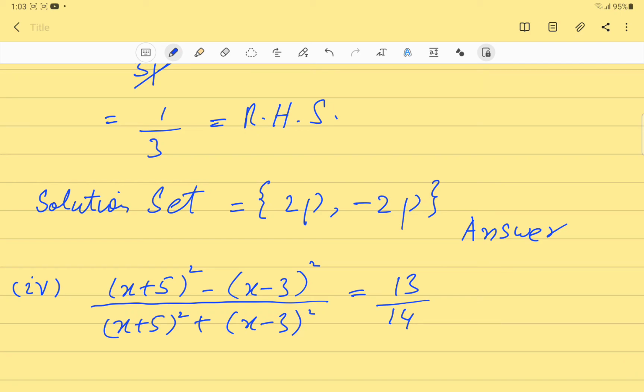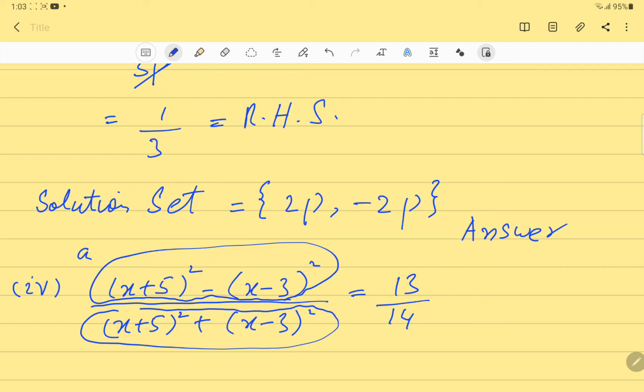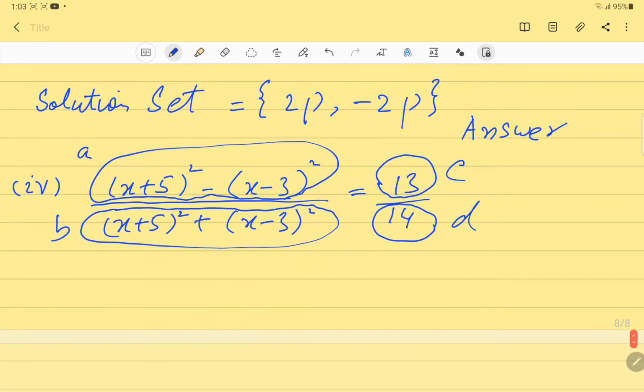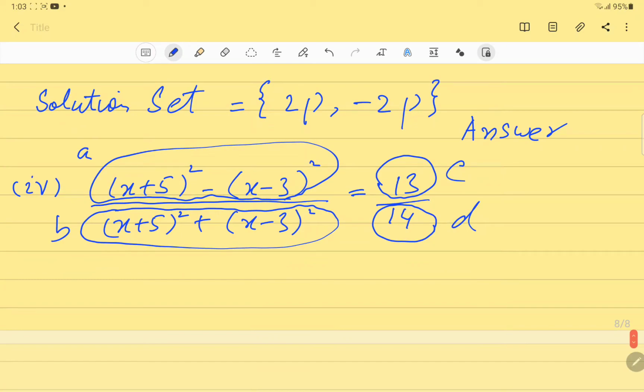Okay, let us mark our expressions. This is A, this part is B, C, and this is D. What is our componendo dividendo theorem? That is A plus B over A minus B is equal to C plus D over C minus D.